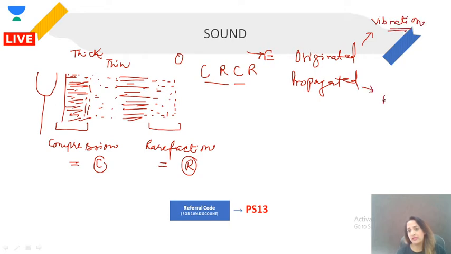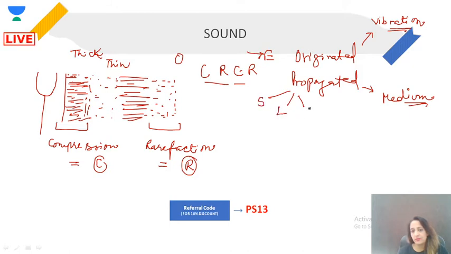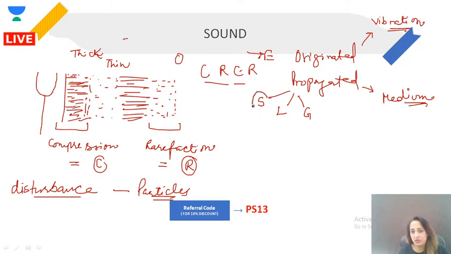Propagated means they need a medium for the propagation. So this medium could be anything. It could be solids, it could be liquids, it could be gases. Because solids, liquids, gases, they all have particles, and what we exactly need is disturbance. So disturbance will be there if particles are there. We have particles present in solids, in liquids, in gases.